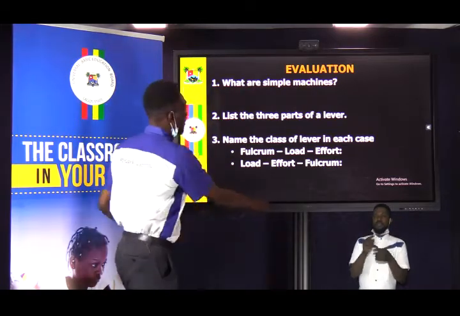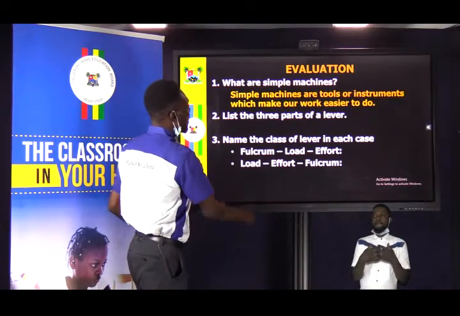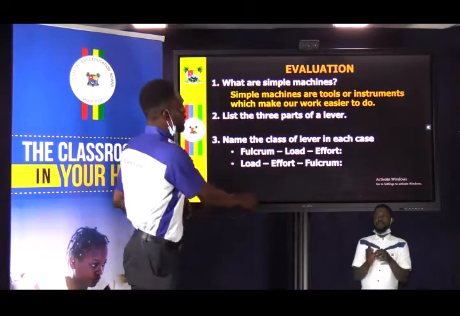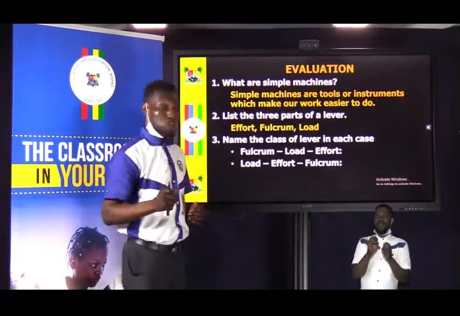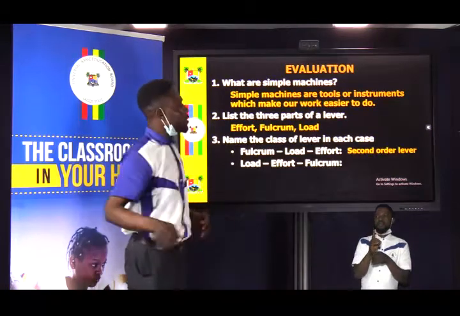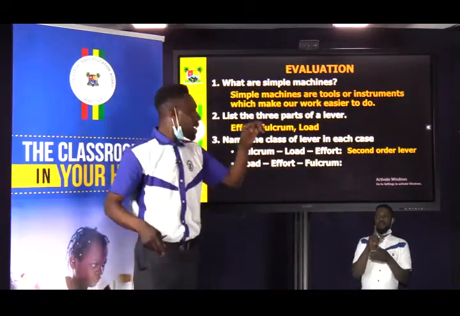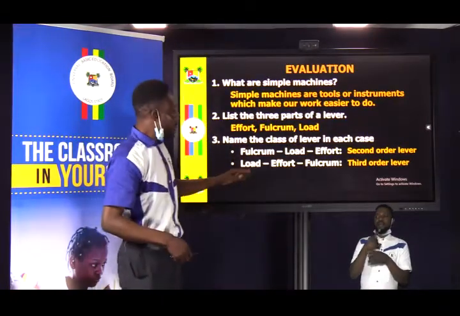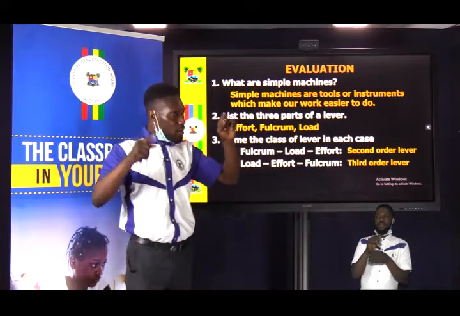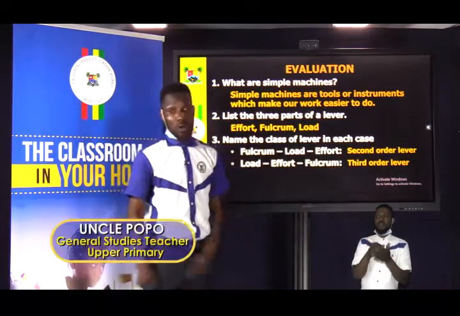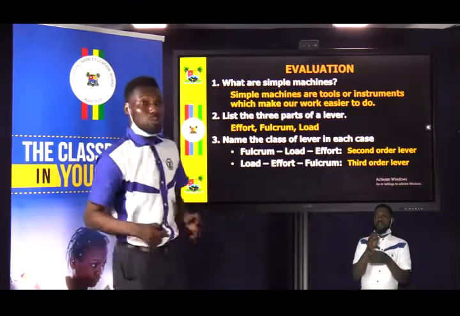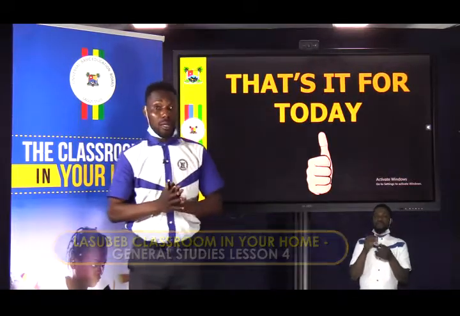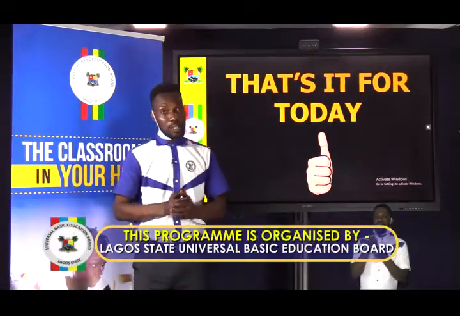So let's mark together. Simple machines are tools or instruments which make our work easier to do. The 3 parts of a lever: effort, fulcrum, load. Name the class of lever. In this one, load, fly like the L, that's a second class or second order lever. And the load, effort, fulcrum, fly like eagles, letter E in the middle, that's a third order lever. So rate yourself, and those that got all the 3 questions correctly, you deserve to be celebrated with a cheer.